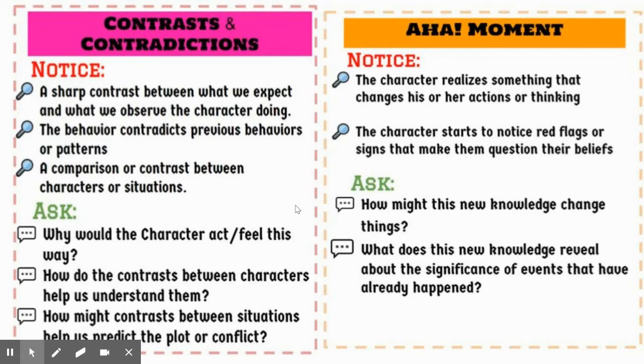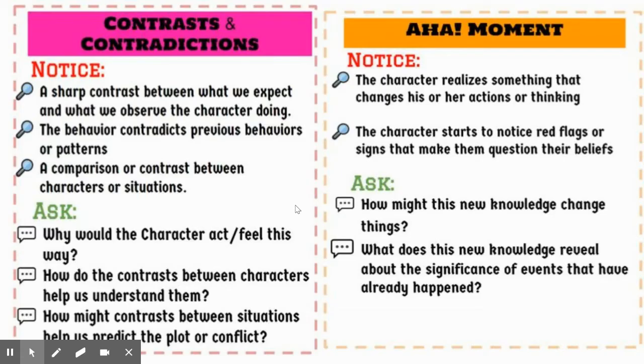So now let's move on to the aha moment. The aha moment is often one that people struggle with. So with your aha moment, this is the light bulb going off in your character's head, or it's the light bulb going off in your head that something's not quite right here. So what you're going to do is you're going to be looking for clues about when the character realizes something that will change the way he or she acts or thinks.